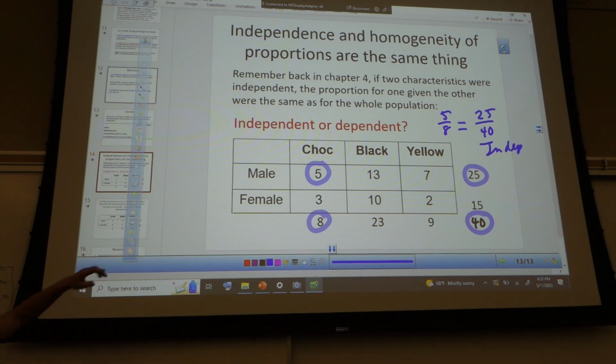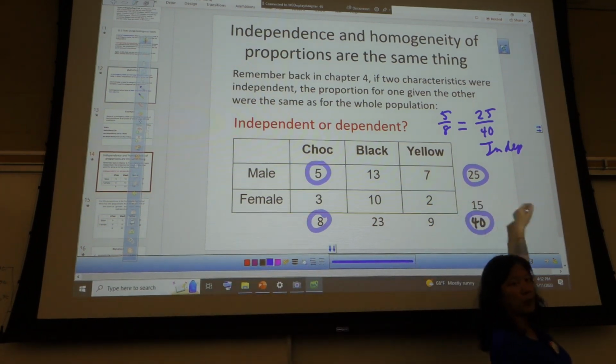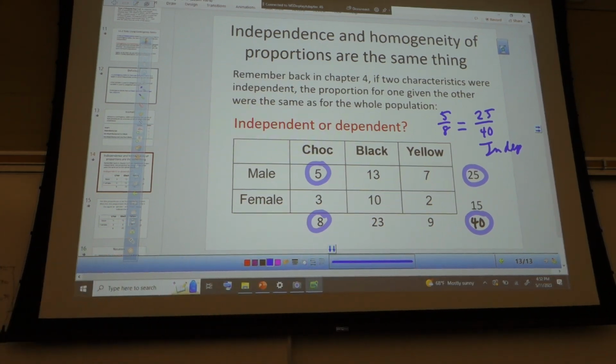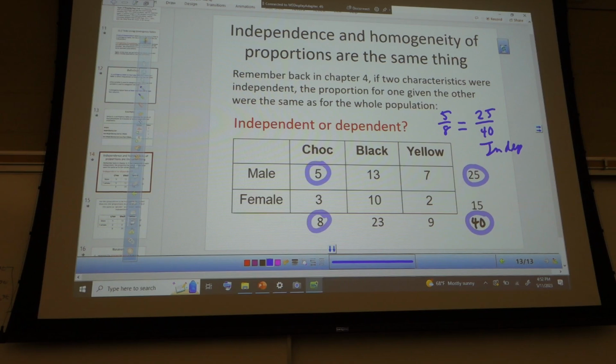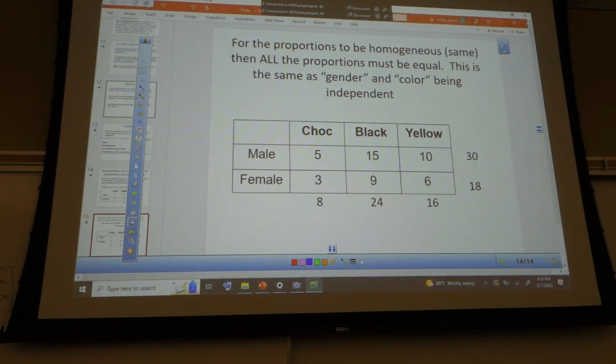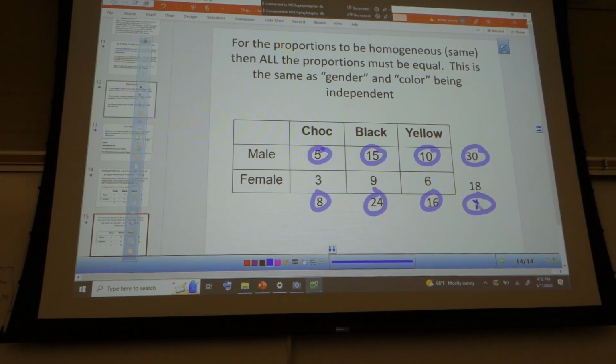We compare the proportions, 5/8 to 25/40. If those proportions are the same, they're independent. In other words, they don't affect each other. Knowing that it's male does not affect whether or not it's chocolate, and knowing chocolate does not affect whether or not it's male. That was just for one specific answer. Now we're looking at the whole thing, the whole gender versus type of puppy all together. So we're going to be looking at 5 out of 8, 15 out of 24, 10 out of 16, 30 out of 48 to see if those are the same.